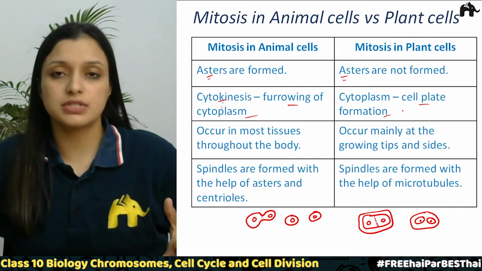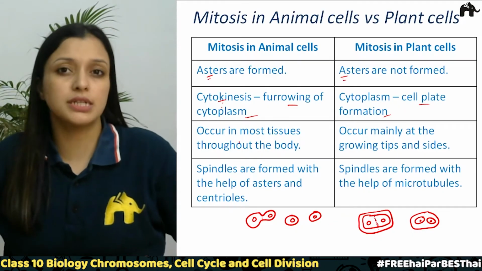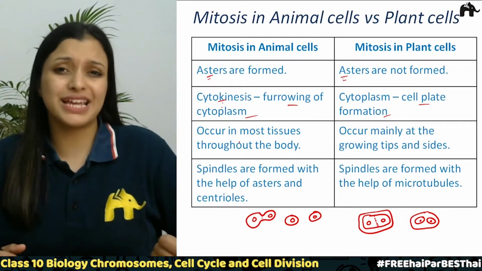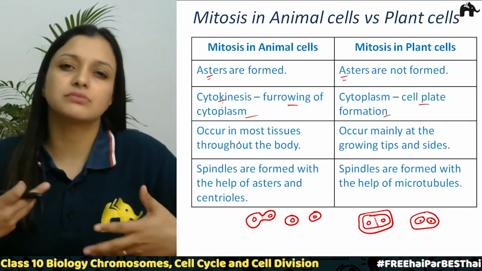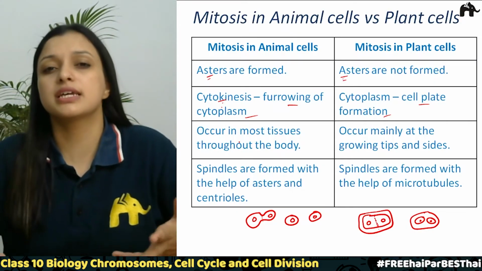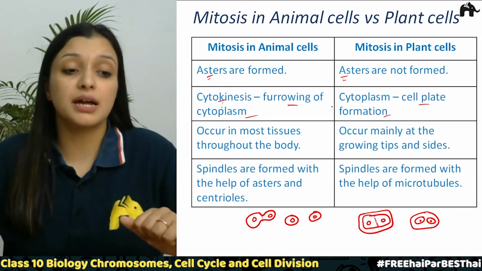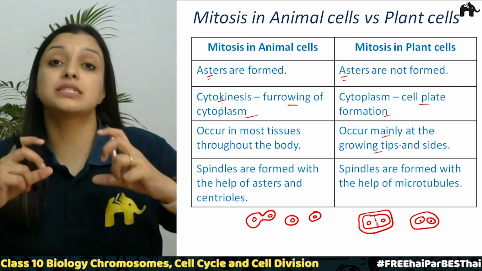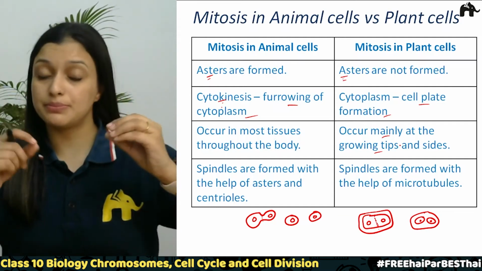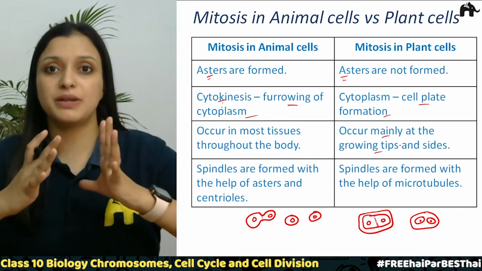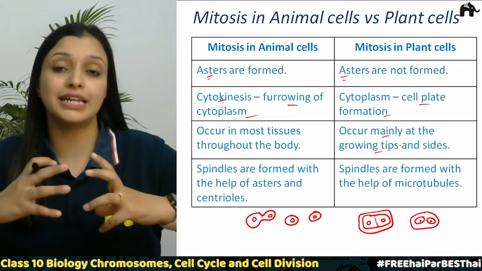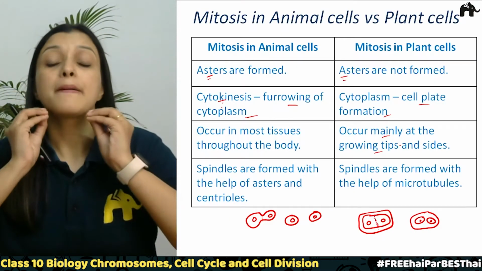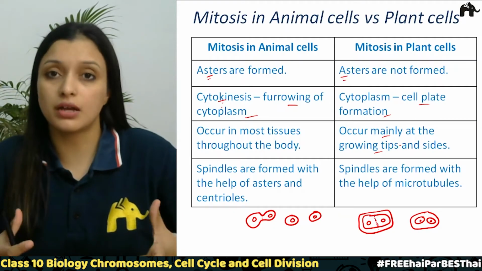Then coming on to mitosis in animal cells. We see mitosis in animal cells throughout the body tissues, except for gametogenesis. In gametogenesis there happens meiosis, not mitosis. Then coming on to mitosis in plant cells, it mainly occurs at the growing tips and the sides, say root tips, shoot tips and the sides. These are the sites in the plants where the growth actually happens, so at those places mitosis occurs.